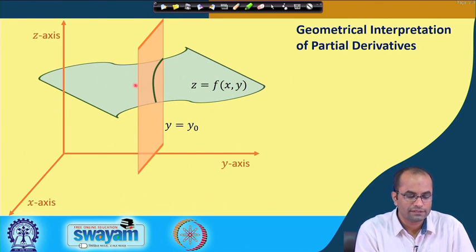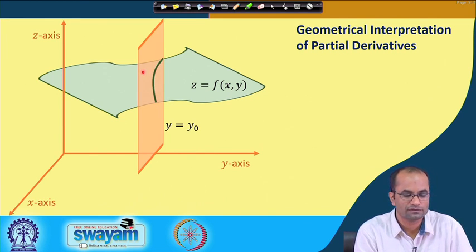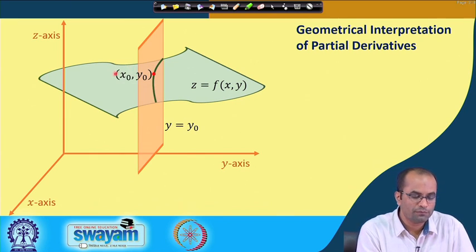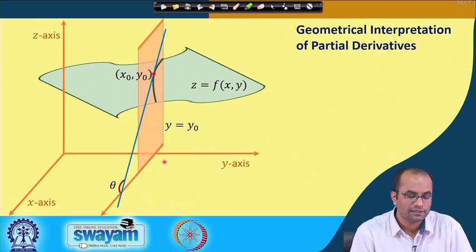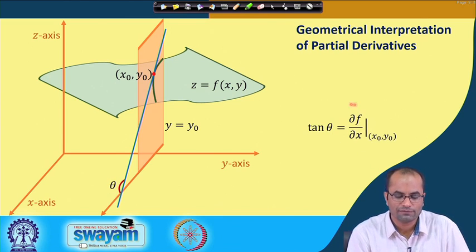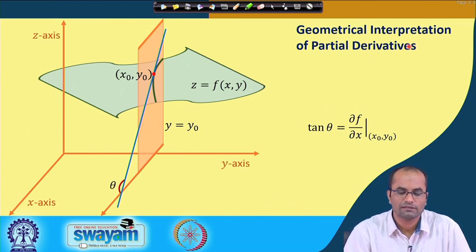If we cut this surface, then as we can see here, there is a curve of intersection by this plane and the surface. Now, on this curve, if we take a point, for example (x0, y0), and we are talking about the partial derivative with respect to x, then if we draw the tangent on this curve at this point (x0, y0), and note the angle from the x axis, the tangent of this angle would be precisely the partial derivative of f with respect to x at (x0, y0). So, this is the same definition, same geometrical interpretation as we have for the function of one variable.